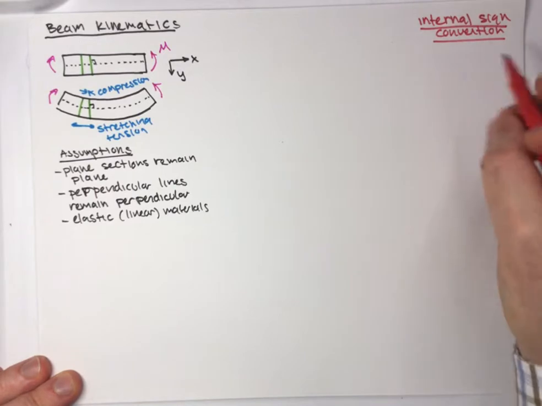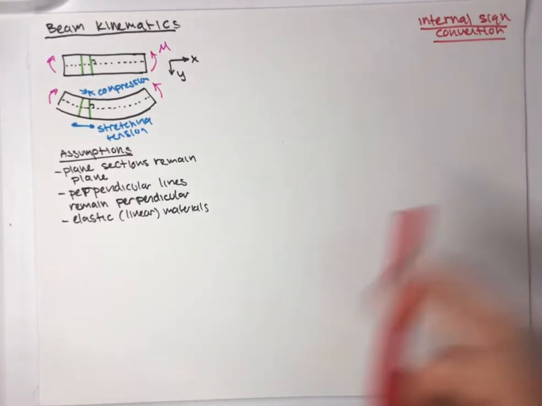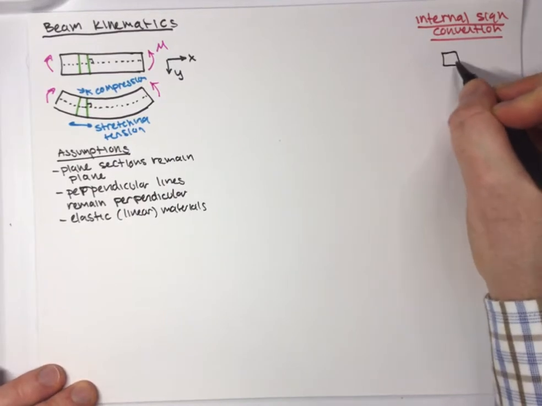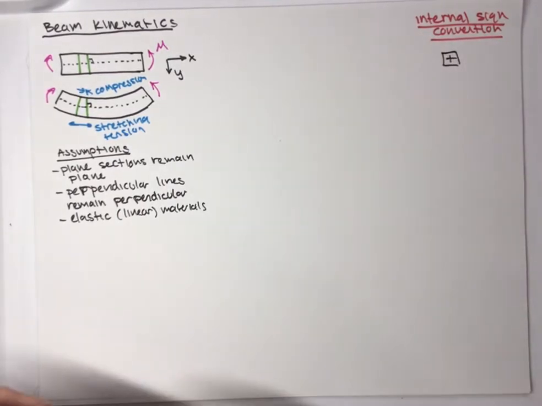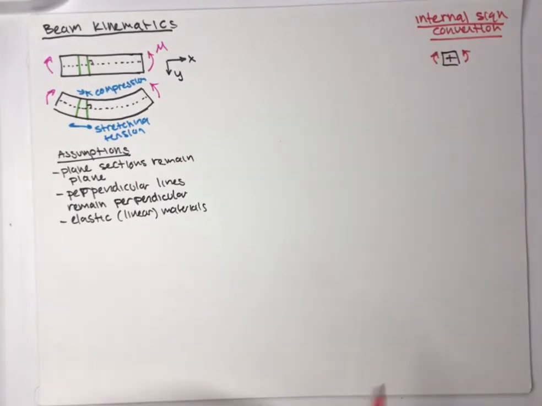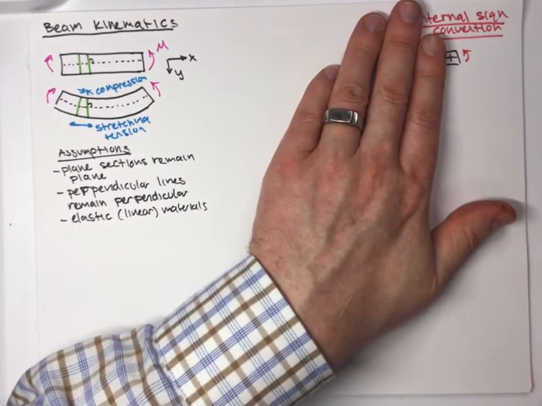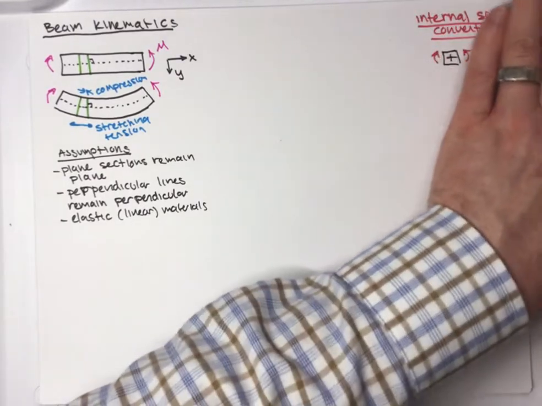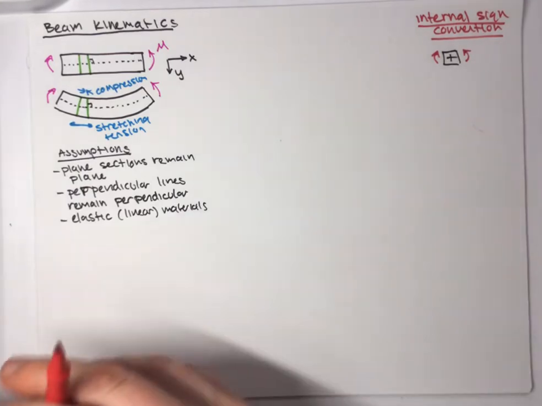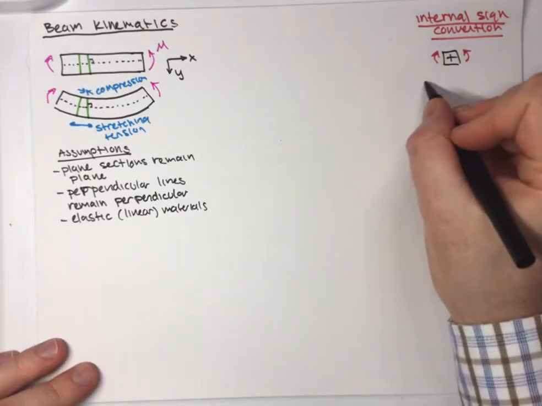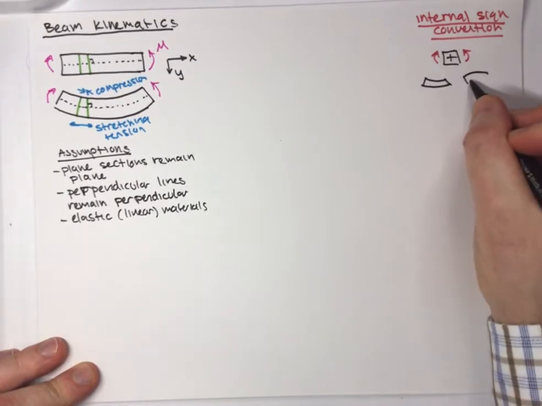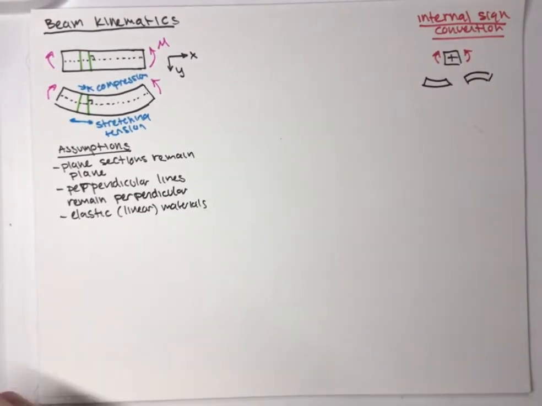And for our internal sign convention, this again is just a contract between you, me, and the other engineers, that a positive internal sign is going to look like that. So if we're on the right side of a cut, the arrow is going to point that way. If we're on the left side of a cut, the arrow is going to point that way. And really what it comes down to is if you see a beam that is smiling at you, that's a positive. If you see a beam that's frowning at you, that's a negative.